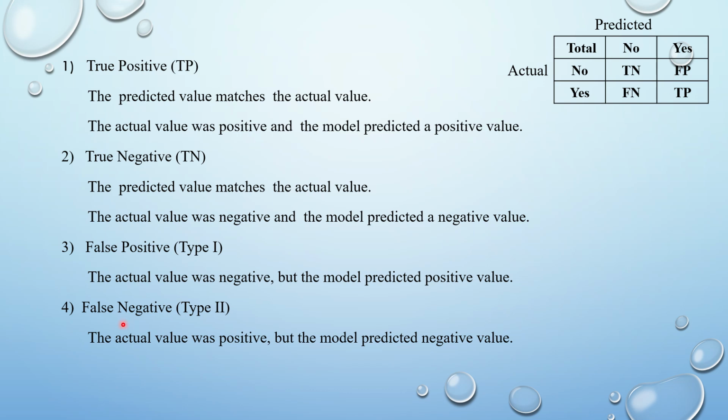And the fourth term is false negative. This is also known as type 2 error. When the actual value was positive but the model predicted a negative value. Both values are different. Actual value is positive and model predicted negative value. This is false negative. So this is the confusion matrix, which includes true positive, true negative, false positive and false negative.